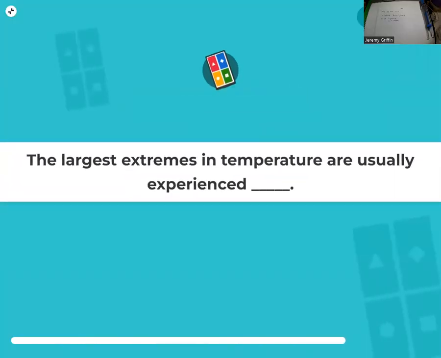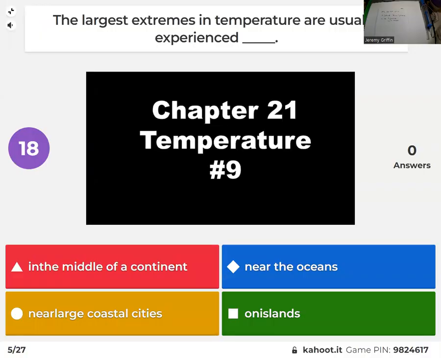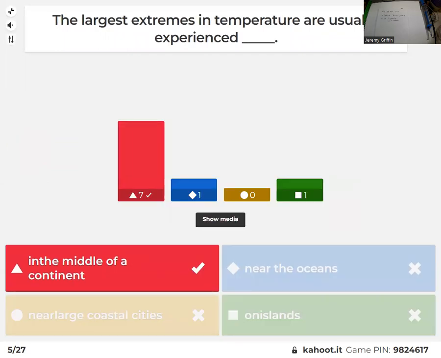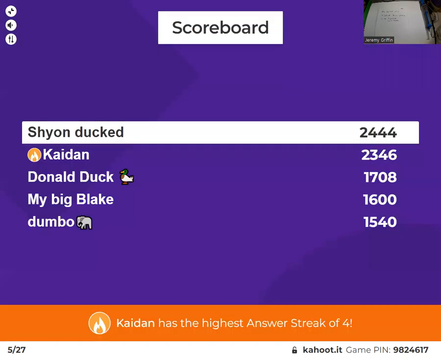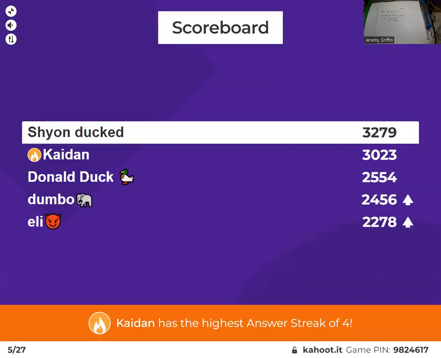The largest extremes in temperature are usually experienced where? Extremes in temperature. So really hot day, really cold night. That's going to happen in the middle of a continent. Because those other three options are all near large bodies of water. Ocean, coasts, islands surrounded by lots of water. Temperature is pretty stable because water has a high heat capacity. Yeah, middle of a continent, different story. Surrounded by ocean.